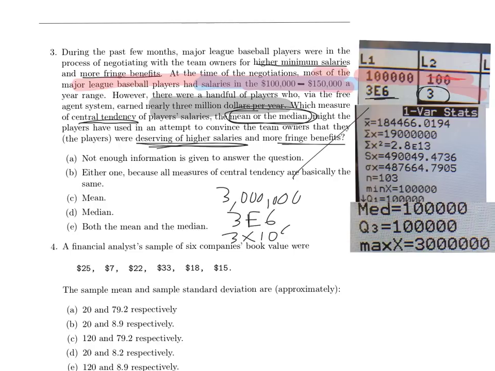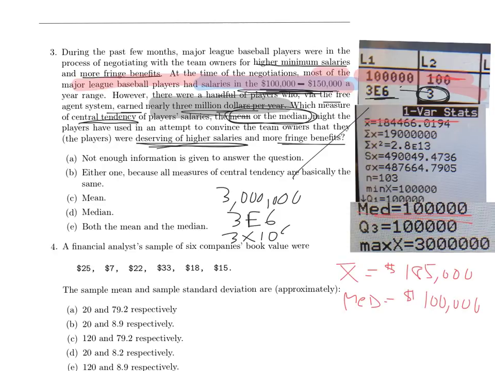So it says most of the baseball players had salaries in the $100,000 to $150,000 range. And there are a few players who, via free agency, earned nearly $3 million a year. So let's say there's 3 players earning $3 million a year. Well, with that data, the average salary, so the mean, is about $185,000. But the median salary, the middle salary, is $100,000.